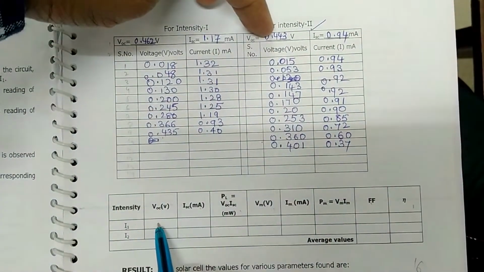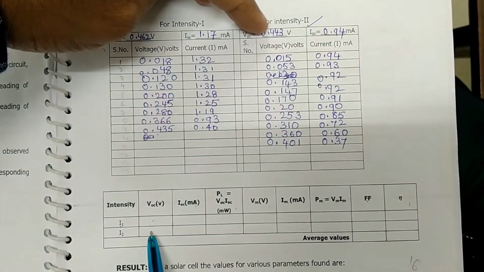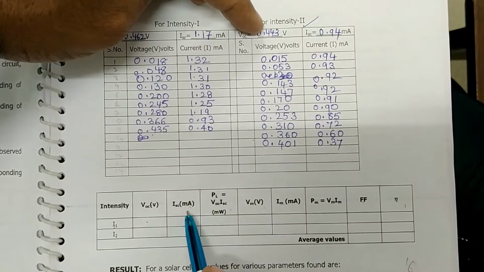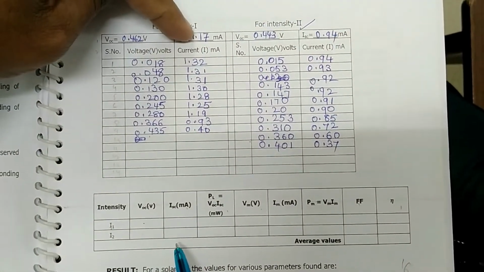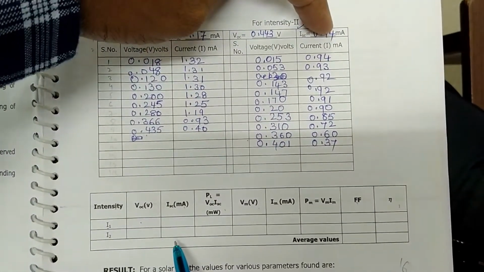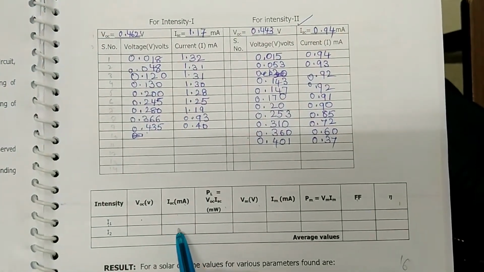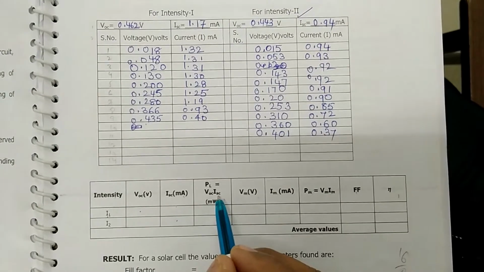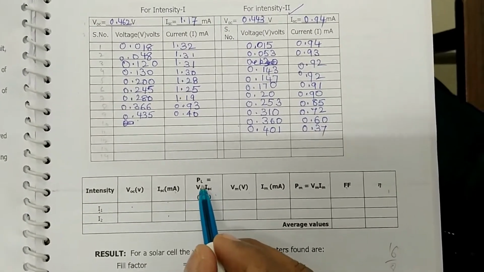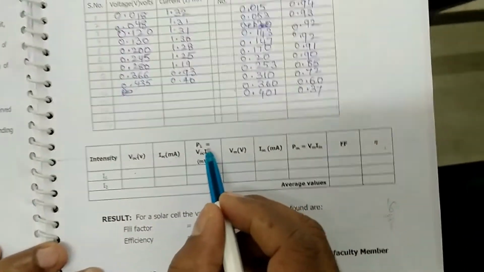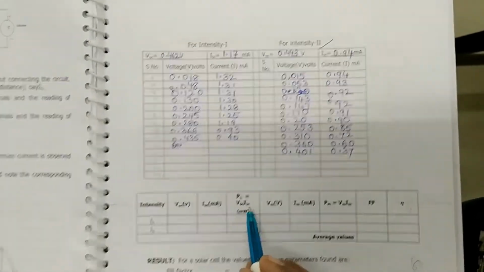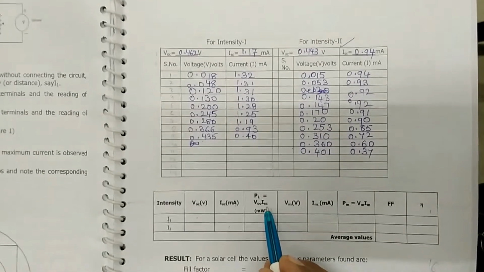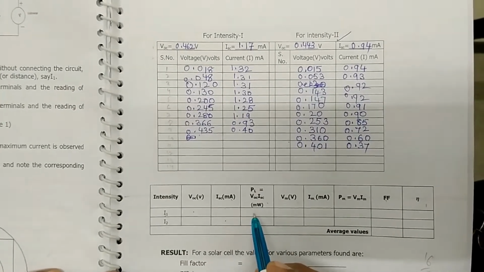For the second intensity also, we have VOC; note it down here. Similarly, we have ISC values for the first intensity and second intensity; write them here. Then you find the product of VOC and ISC, that is called PL, the load output power. That is in milliwatts because ISC is in milliamperes, but you convert them into watts only.